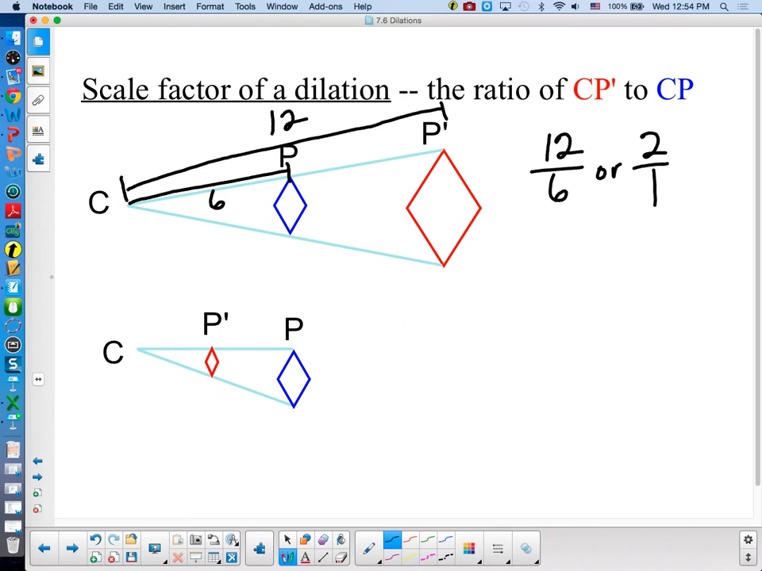The ending one is smaller. Okay, so let's put this maybe 4, and this was possibly 8. So what's the scale factor to get the red shape? 4 to 8, which is 1 to 2, 1/2. The red one is 1/2 the size of the blue one. So depending whether you get bigger or smaller, the scale factor is either a big number or a fractional type.